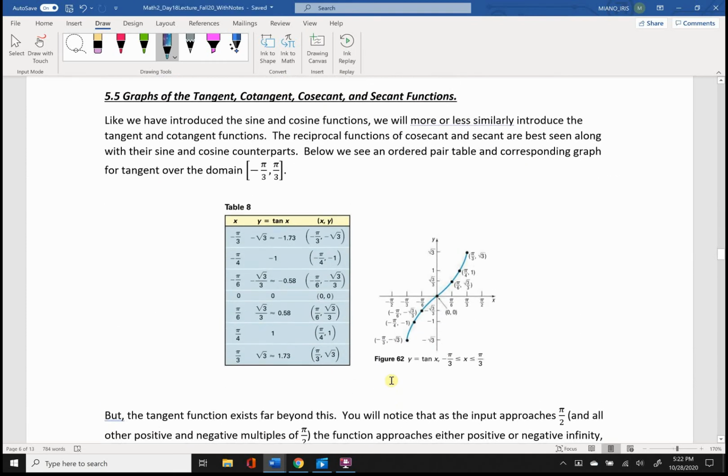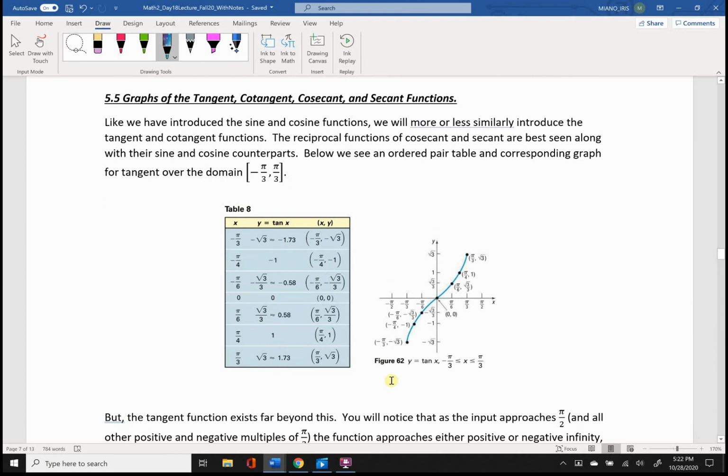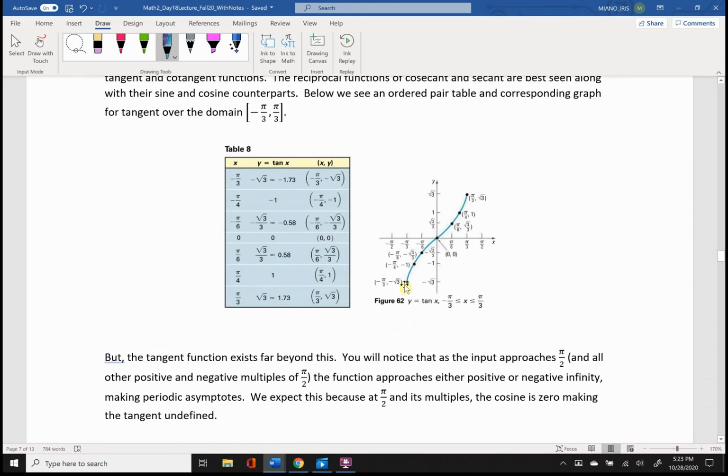Let's hit it. Okay, so now we are graphing tangent, cotangent, cosecant, and secant functions. We're going to introduce the tangent and the cotangent similarly to how we introduced sine and cosine. Let's just look at a piece of it, at least for the tangent, spanning our domain restricted from negative pi over 3 to pi over 3. As you can see, a few key points are plotted, so you get an idea of the shape of the curve, but these trajectories beyond pi over 3 and negative pi over 3 continue forever.